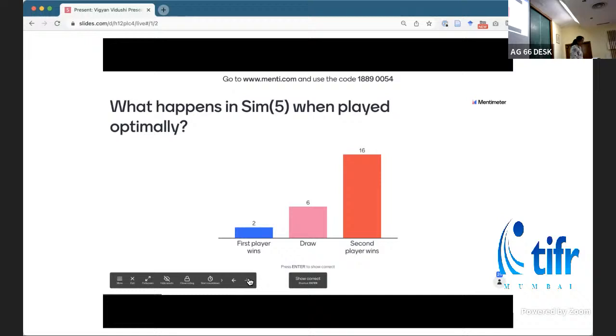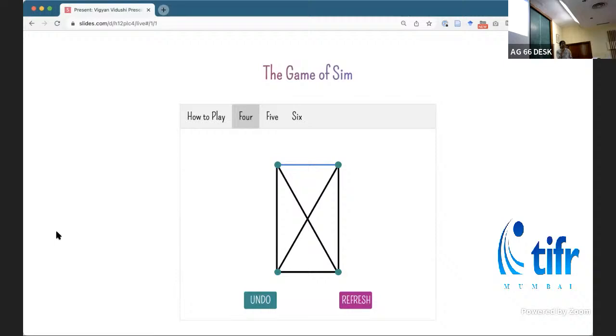Okay, what about the second player with four vertices? What's the strategy? Remember when we played last time, the second player actually lost. So you do have to be careful. It's not the case that you can do anything and you'll be okay. You do have to play carefully. Natural strategies would include either a diagonal and a side.